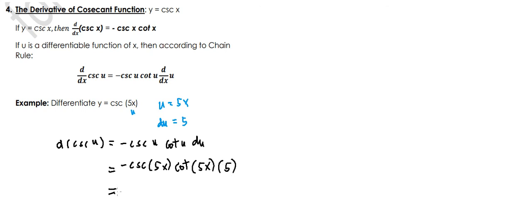Okay, so let's write it. The constant always goes in front. So we have negative 5 cosecant 5x cotangent 5x. Okay, so that's it. This is our derivative.